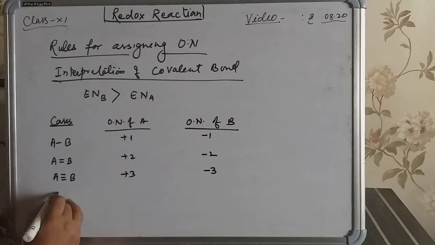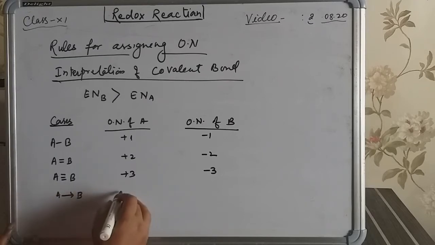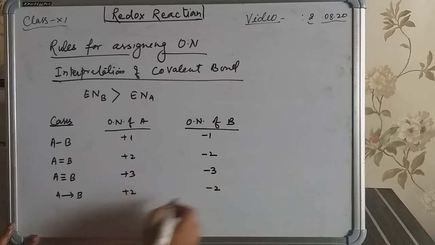So if we have a compound AB in which a dative covalent bond is formed, we know that in a dative bond both electrons, one pair of electrons, are donated by one of the species. So A donates the electrons to B. In that condition, 2 electrons are donated by A. It is a type of covalent bond, the dative bond. So A acquires +2 and B acquires -2.